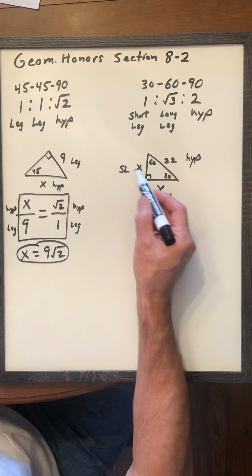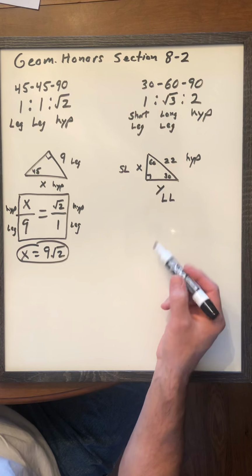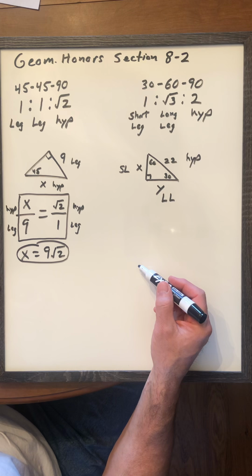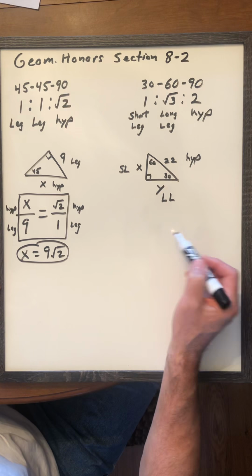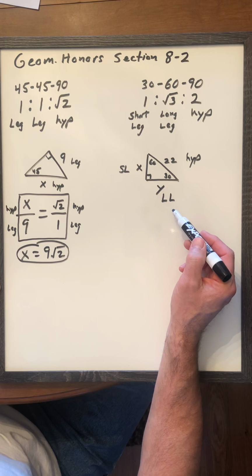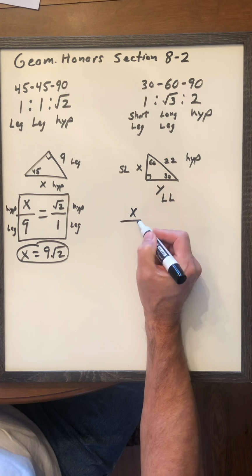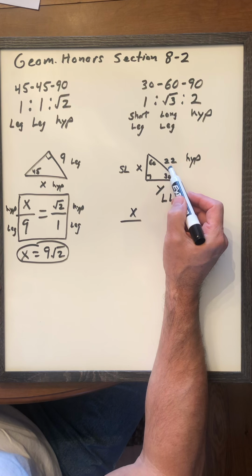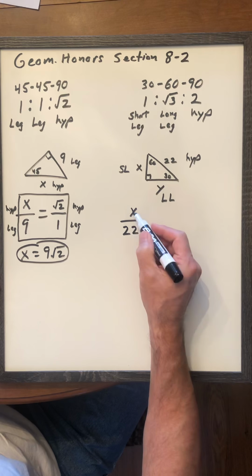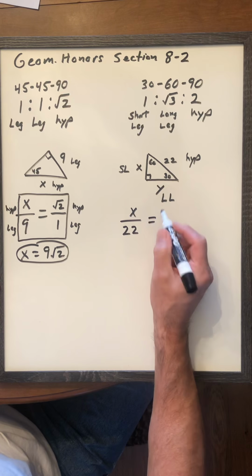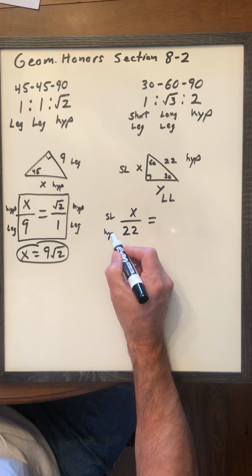Now, there are two variables in this particular problem. We have an X and we have a Y, and we need to find both of those. So to find X, again, one of our fractions is going to come from the diagram. So here I'm going to choose X over, and then the side that they're giving me, the hypotenuse, is 22. So X over 22, and that is short leg over hypotenuse.